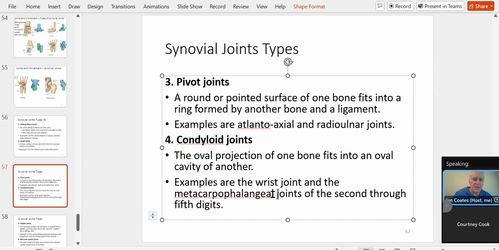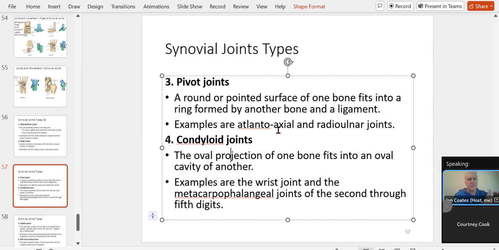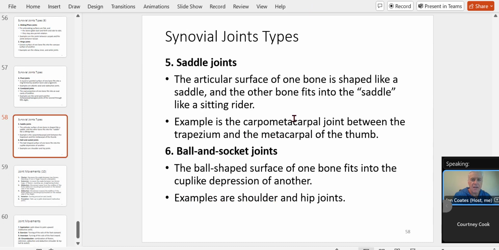Condyloid joint. Again, we're talking an oval projection of one bone fitting onto the other. I'm not too interested in this one here. I'm not going to ask you that joint right there. I will never ask you that joint. Saddle joint, I don't mind. Ball and socket, I love it.